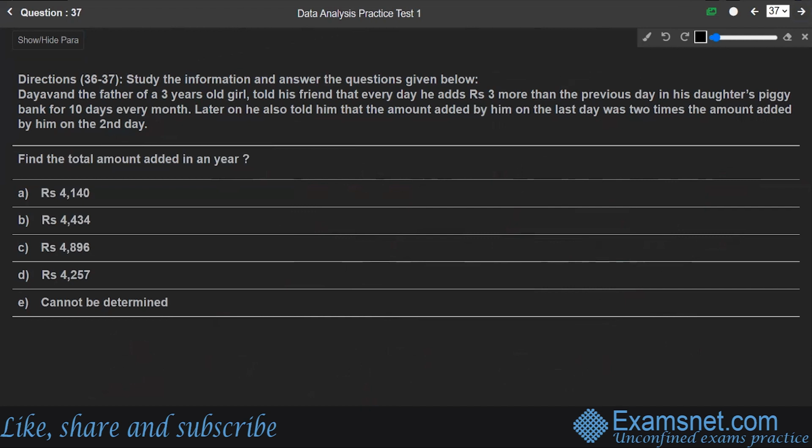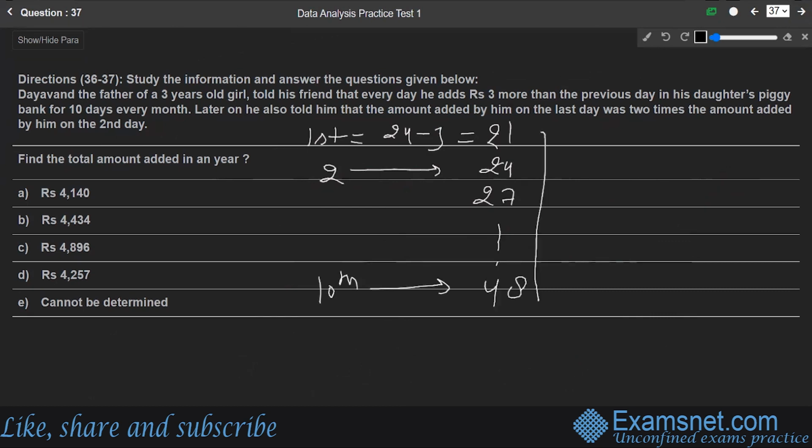Okay. Now it is the same question, and we have got the amount added on the first day as 24 minus 3, that is 21, and so on. The amounts have been increasing by plus 3. The first day is this, the second day is this, and in the same fashion on the 10th day we are getting the final amount as 48. So this was the chart made for the first question. It is continued for the second question also.